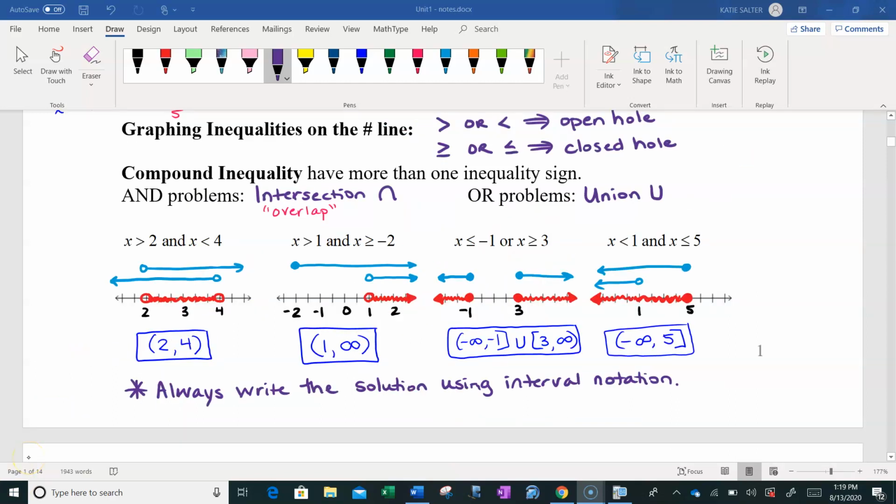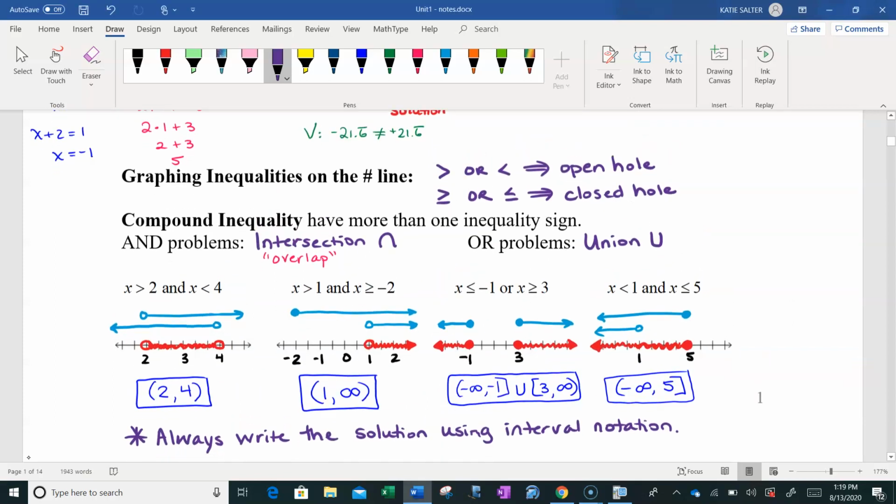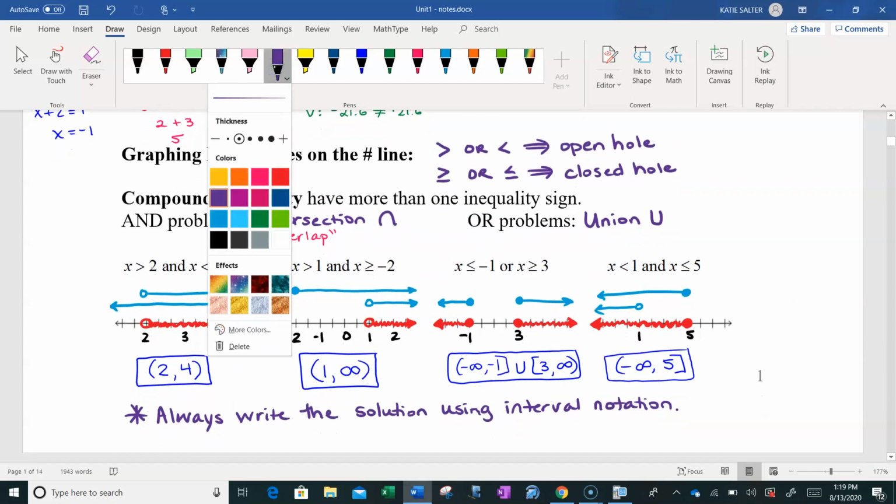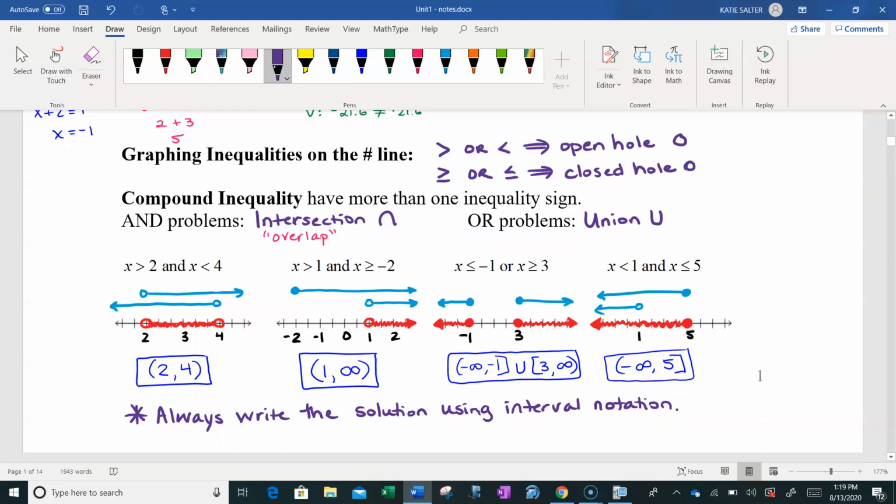Okay, so now we're going to get into absolute value inequalities. Just a real quick note, remember when you're graphing inequalities on a number line, if it is a less than or greater than, at that number you will leave an open hole. But if it's less than or equal to or greater than or equal to, you will use a closed hole to show that it is also including that number, that it is equal to that number.